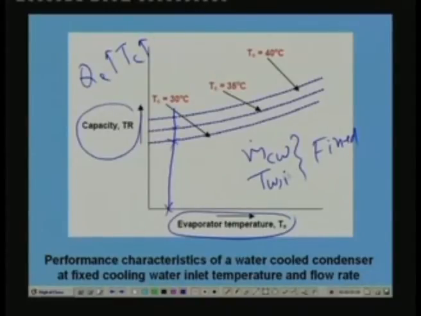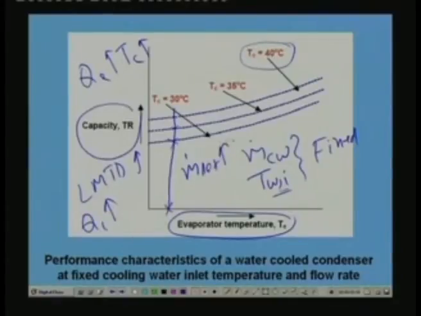Because we have fixed the mass flow rate of the cooling water, and we have also fixed the water inlet temperature. So when you are increasing the condenser temperature, your log mean temperature difference increases. Once the log mean temperature difference increases, QC increases. Once QC increases, the mass flow rate of refrigerant increases. Once the mass flow rate of refrigerant increases, the capacity of the system increases.